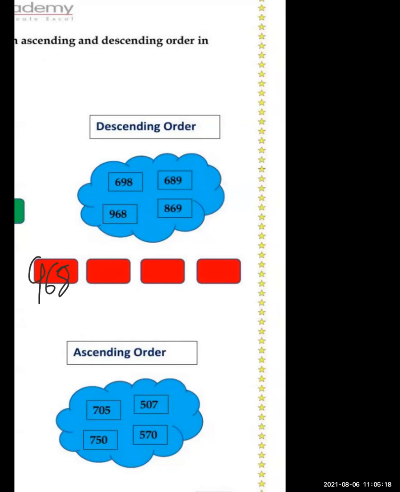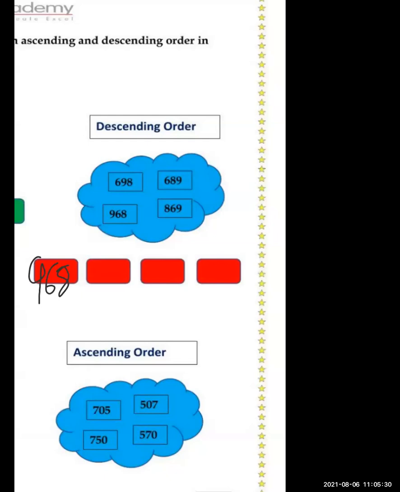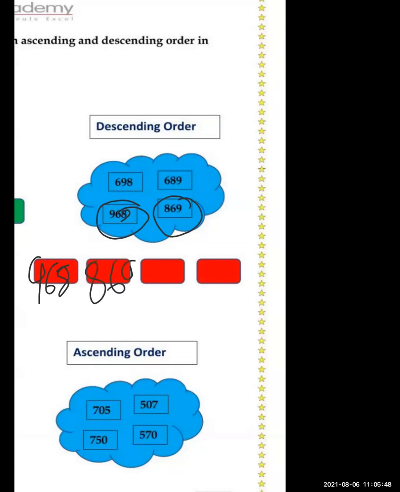Nine hundred and 68 में से small number कौन सा है? Which is the smallest number than the 968? 689. Beta, you have to find out the number. Here is the 968. 900 से छोटा 100 place पे कौन सा number है? 869. Yes or no? Yes. 869. Then we can go over here.